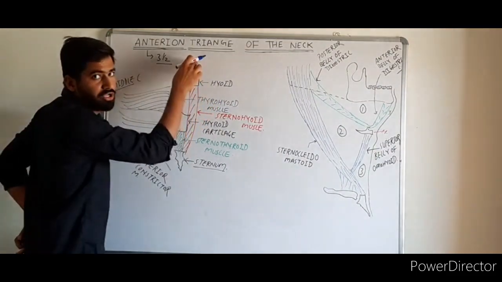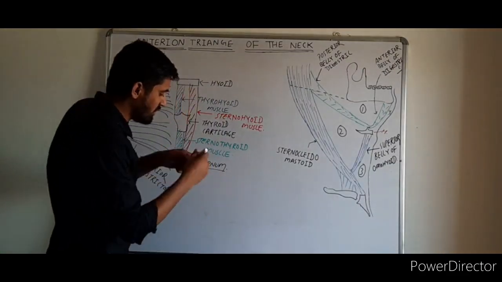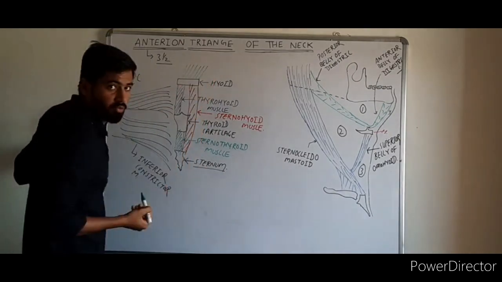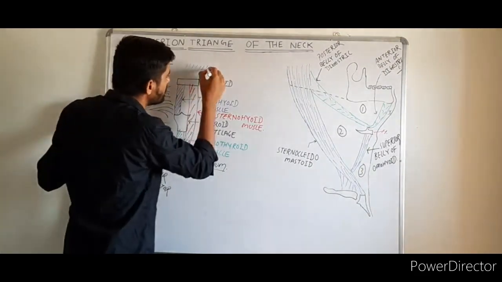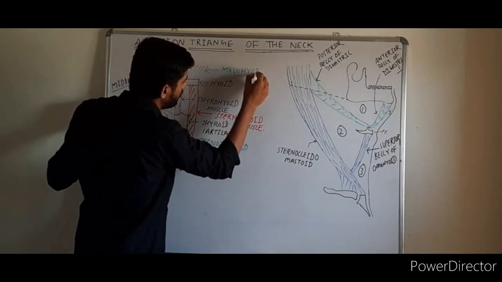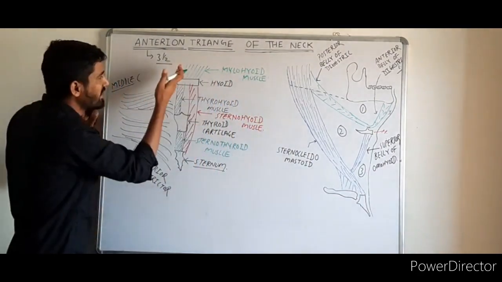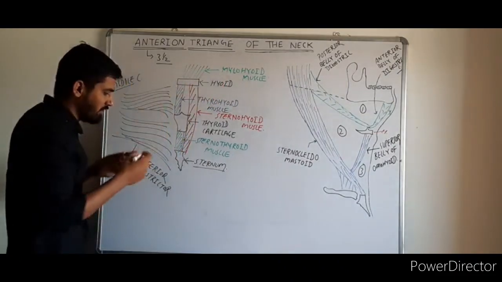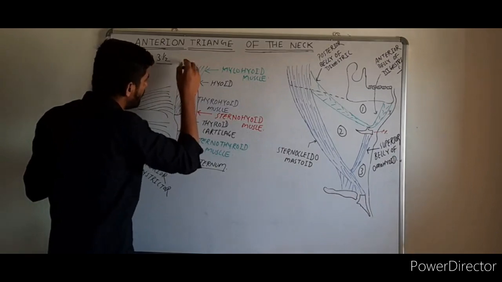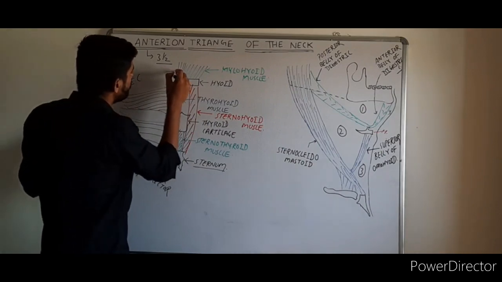Above the hyoid there is one muscle called mylohyoid. I am showing the mylohyoid muscle in this color. See here, one muscle is here, called the mylohyoid muscle. One muscle beside this mylohyoid, somewhat here, is the hyoglossus.